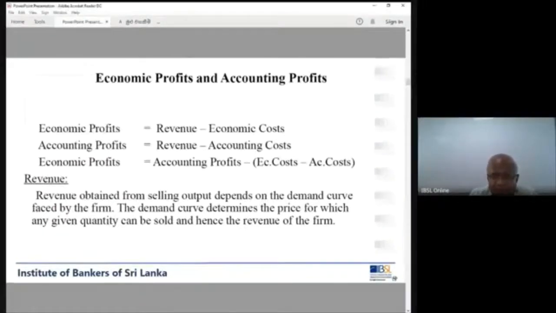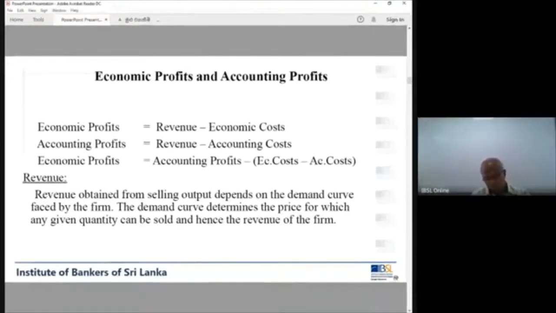Now this is the point where we stopped last week. The economic profit. What is economic profit? We are familiar with profits. Economic profit is based on revenue. What is the revenue? Revenue is what is obtained by selling the output. It could be a good or a service, right?